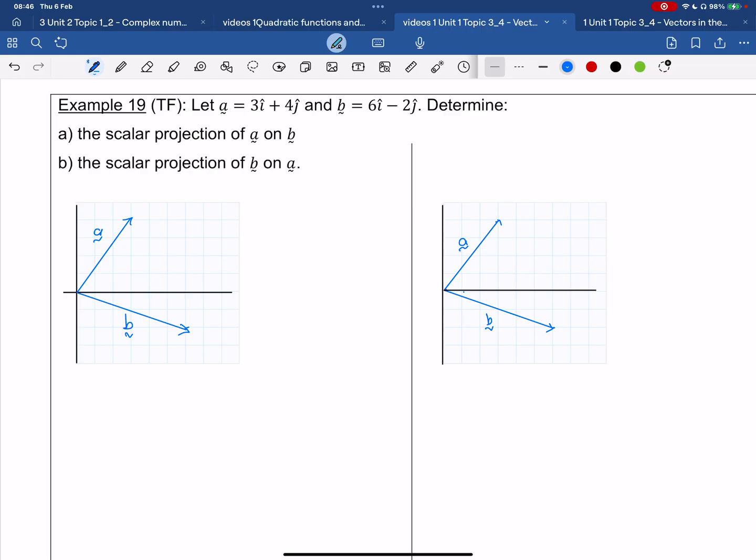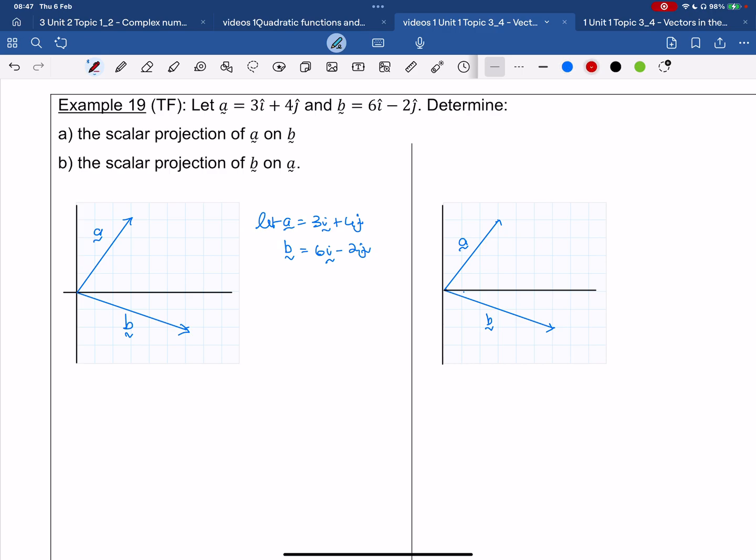Let's have a look at the scalar projection of A on B. So we're going to let A equal 3i plus 4j, and I've already drawn my vectors in there to save a bit of time, and B is 6i minus 2j. So we're interested in how much of vector A is in the direction of vector B.